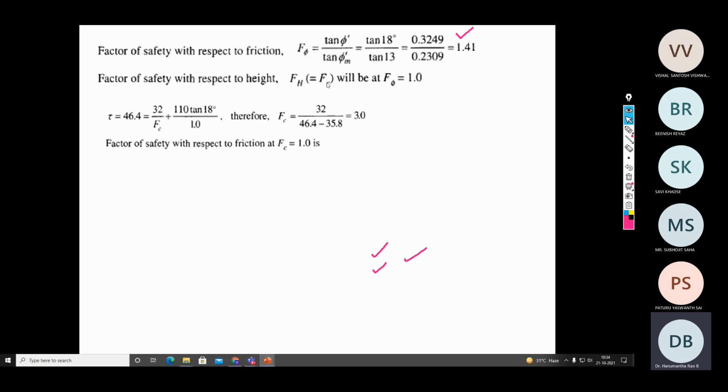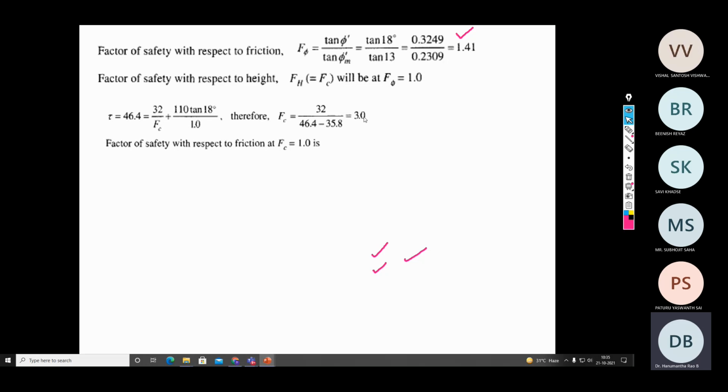Once it is correlated with the F c, put it in the same equation. Take the mobilized shear strength, and take the ultimate values of the shearing c dash and phi dash. So 32 by F c, where this F c is linked to the critical height of the slope. Again, you can see that the critical height is related to the mobilized shear strength, not the ultimate shear strength. So 32 by F c plus 110 into tan 18 by 1. Therefore F c is equal to 3.